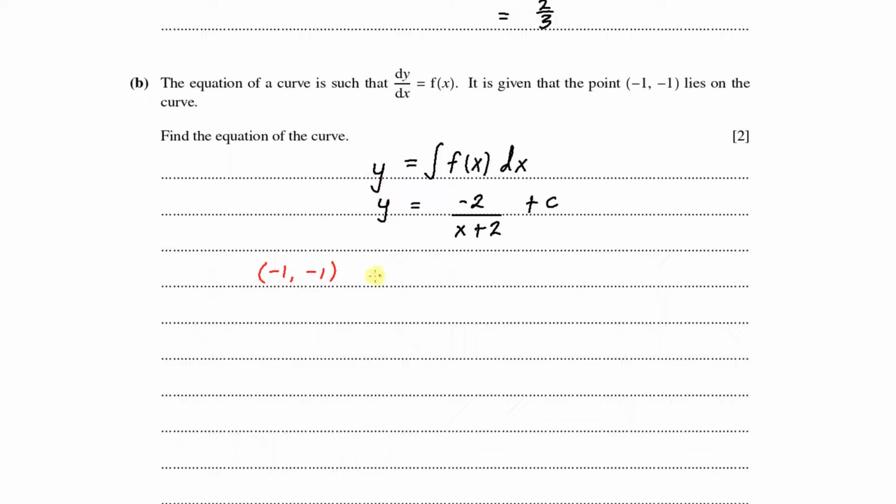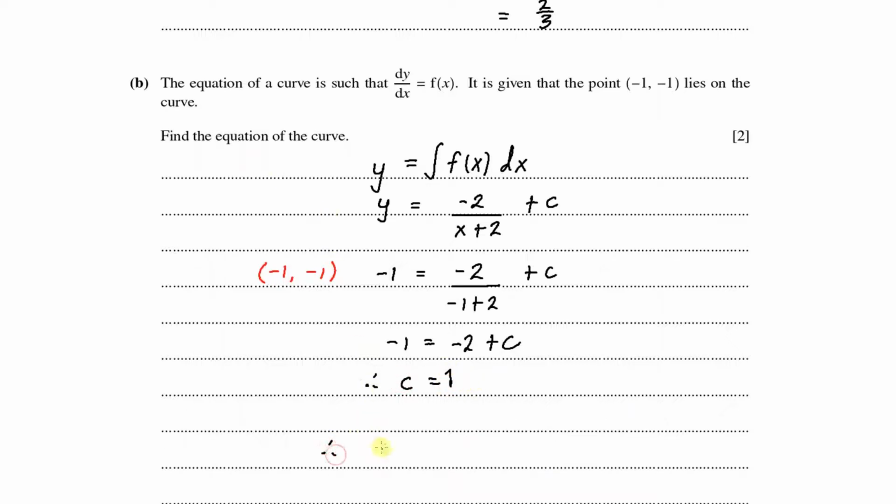So that means we'll have -1 being equal to -2 over (-1 plus 2) plus c. So -1 is equal to, -1 plus 2 is 1, so -2 over 1, that's -2, plus c. So here eventually we get c coming out as 1.